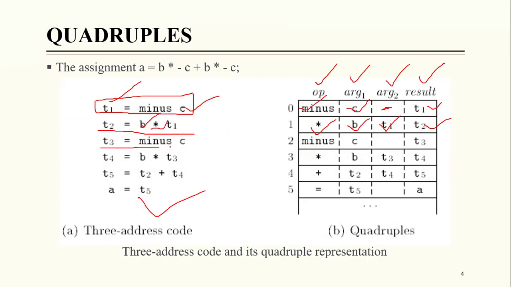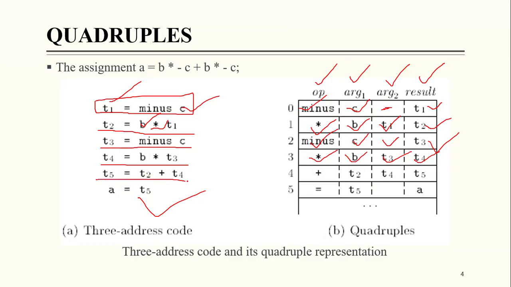Similarly, the next instruction is t3 equal to minus c. Here the operator is minus, argument 1 is c. We don't use argument 2 for unary minus operations, and the result is stored in t3. In the next, t4 equal to b star t3. Here the operator is multiplication, argument 1 is b, and t3 is argument 2, and the result is t4.